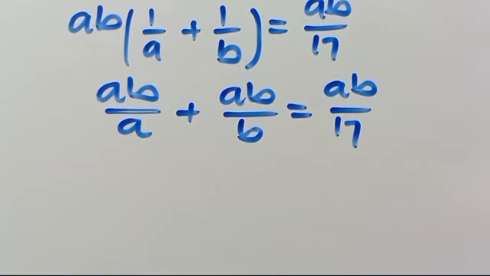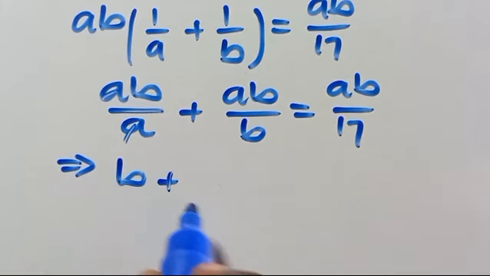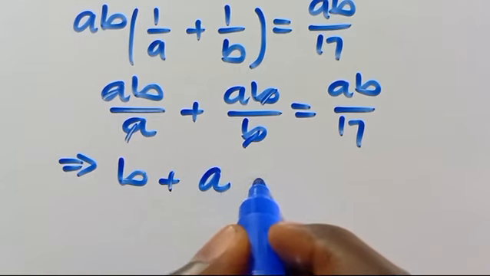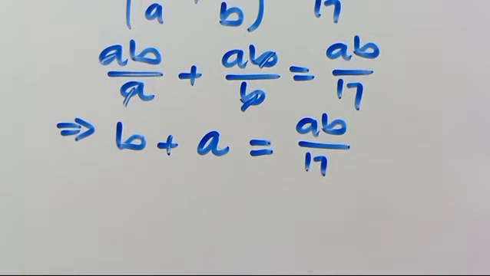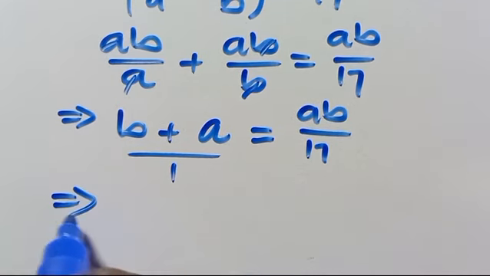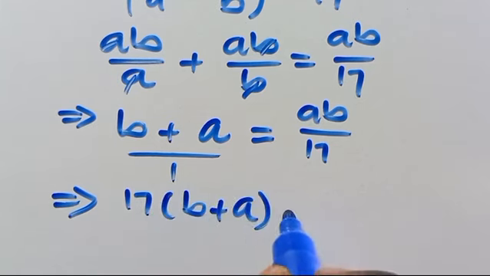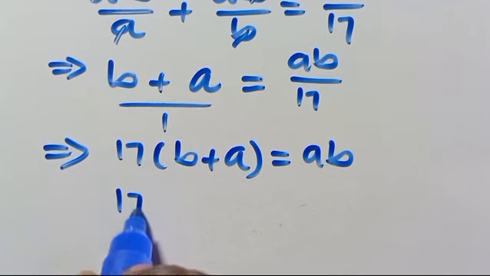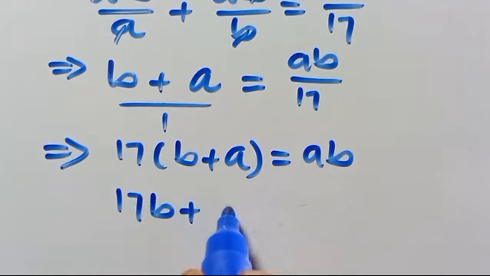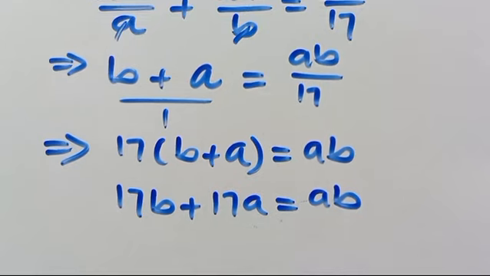From here, this will cancel out this, we have b plus, this will cancel out this, we have a, equals ab over 17. When this is divided by 1, let's cross multiply. So we are going to have 17 multiplied by (b plus a) equals ab. This times this will give us 17b, plus this times this will give us 17a, equals ab.